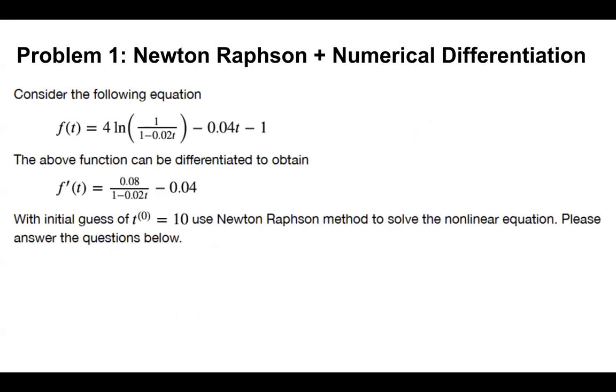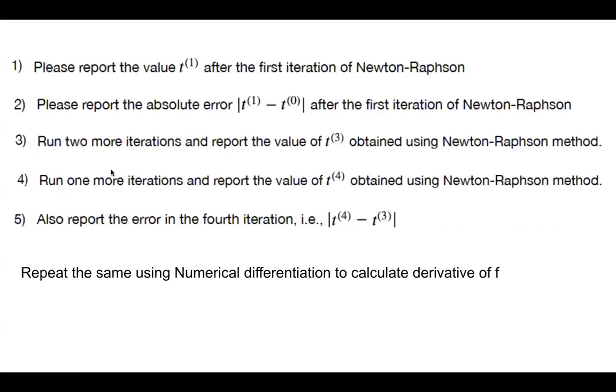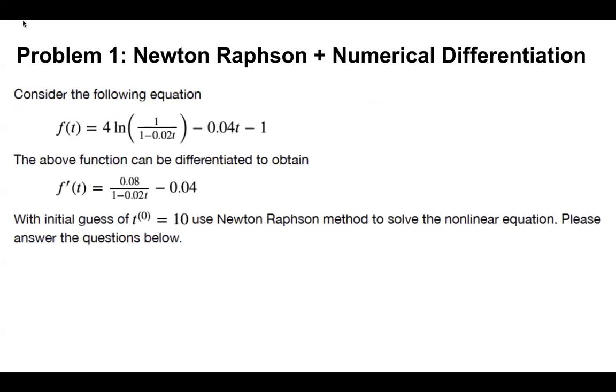Okay. So this is Newton-Raphson plus numerical differentiation. Analytical derivative is given to you, but what I want you to do is try using numerical differentiation. And if you want, you can also compare the results with the ones which you get using analytical derivatives. I need to report the value after the first iteration, and I need to report the error. I have to repeat that for the third and the fourth iteration. So run it for some 5 iterations, and at every iteration, you need to report the t value and the error value associated with it. Okay, I'll give you some time and then we'll discuss the answer.